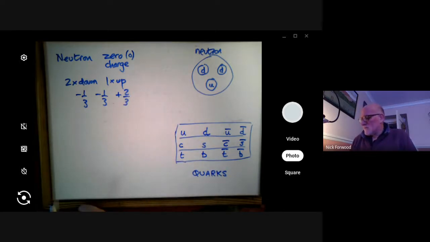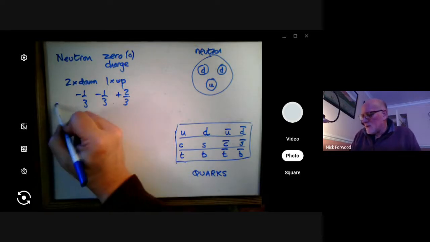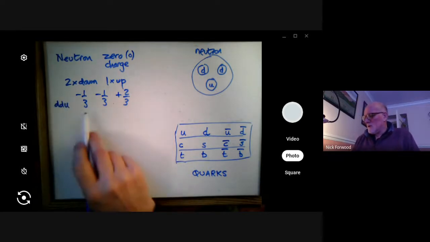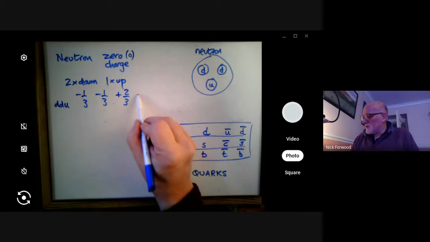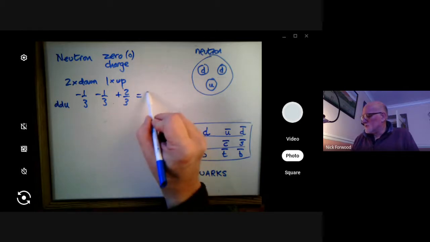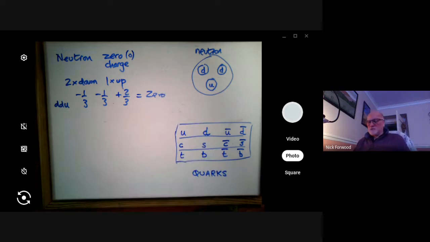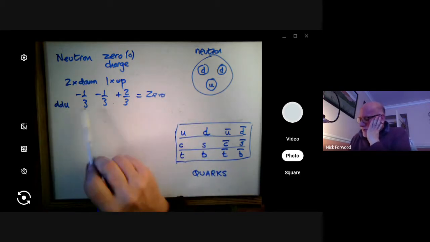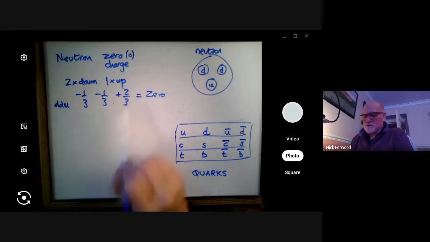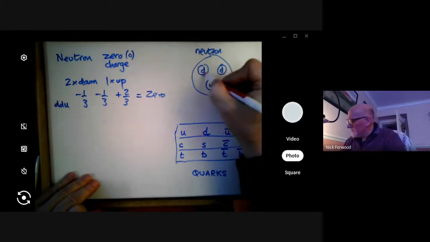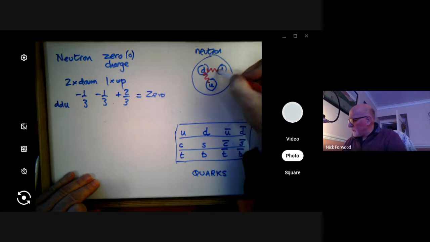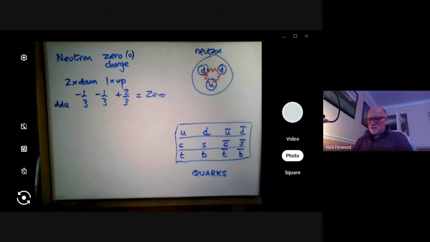Okay, 2 downs and an up. Down, down, up. Now we add those together. Minus 1, minus 1, plus 2, and you end up with no thirds. You just end up with 0. Apologies for that. You've got to remember the downs have minus 1/3 and an up's got plus 2/3, and a neutron is made of 2 downs and an up. And again, these quarks are bound together inside the nucleus with some sort of force. More on forces later.